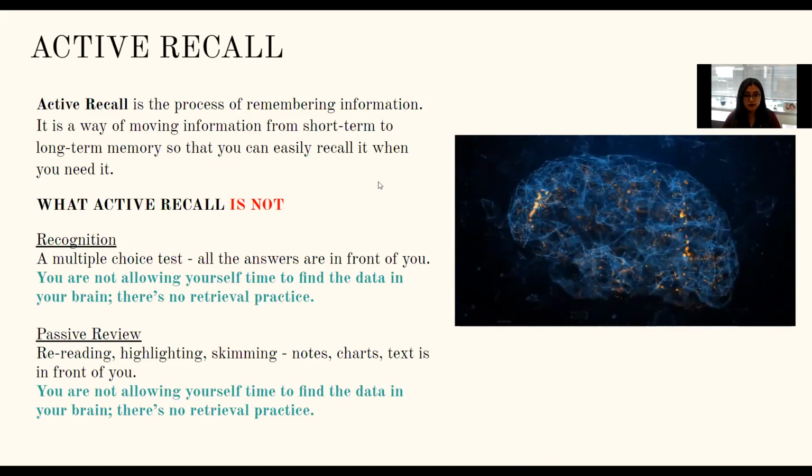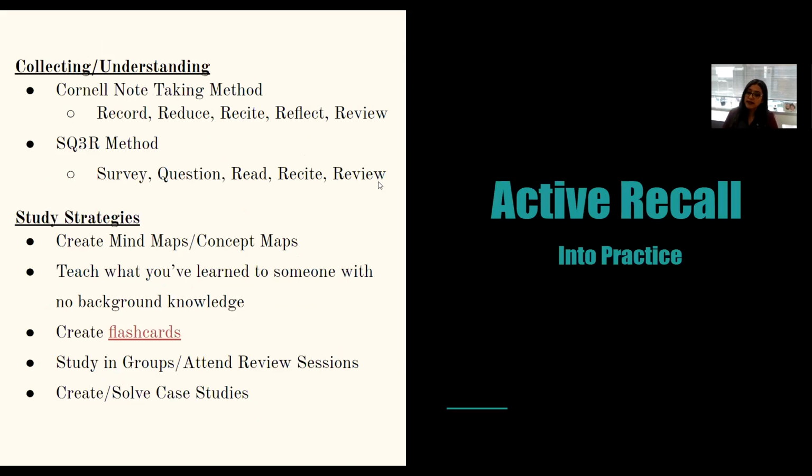So how do we put active recall into practice? First, we need to collect the information and understand what we're going to be studying. You can do this two ways. You can use the Cornell note-taking method. This is where you record your information and you reduce it. So this is where we're summarizing, we're reciting it, we're reflecting on it, and we're reviewing it. So the Cornell method is a method for you to be able to summarize your work and identify questions and responses. So it might be a question and an answer response, and it helps with that long-term memory process.